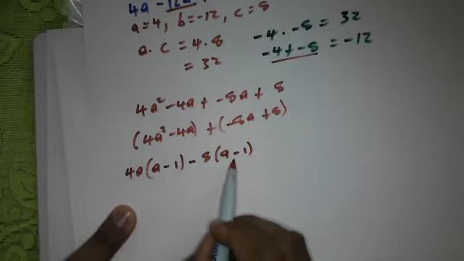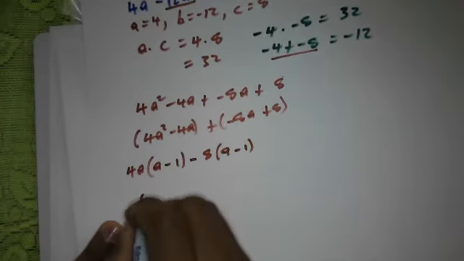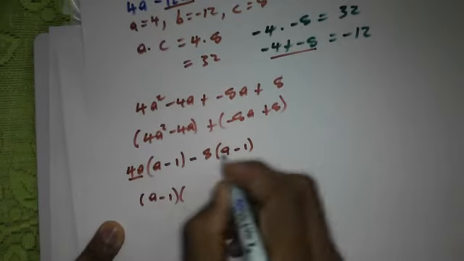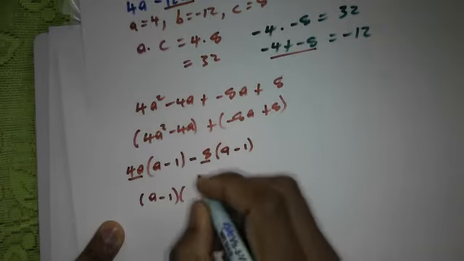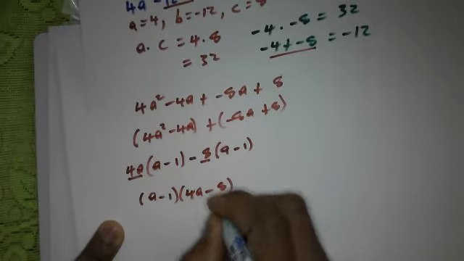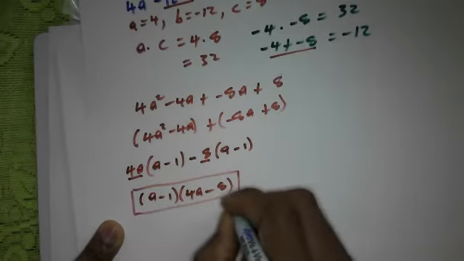If you look at it, my parentheses are the same. Once they are the same, that is one of the factors. So one of my factors is a minus 1, and my other factor is combining these two inside my second parentheses. So that is 4a minus 8. And this is my factor here.